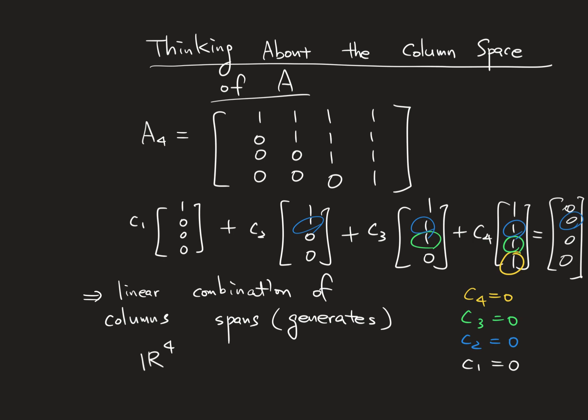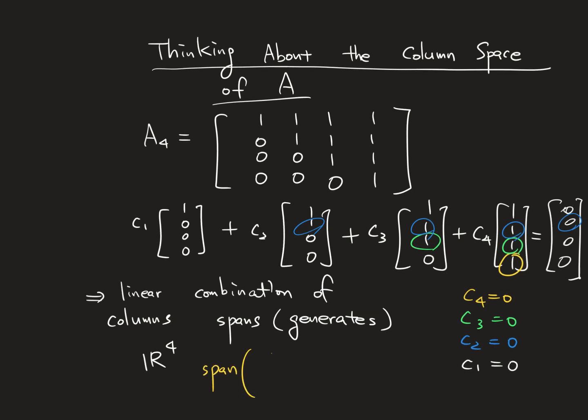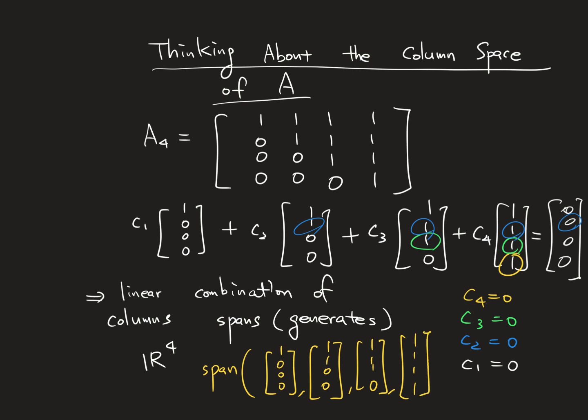So we can write it this way: the span of 1 0 0 0, 1 1 0 0, 1 1 1 0, and 1 1 1 1 is equal to R4, the 4-dimensional space.